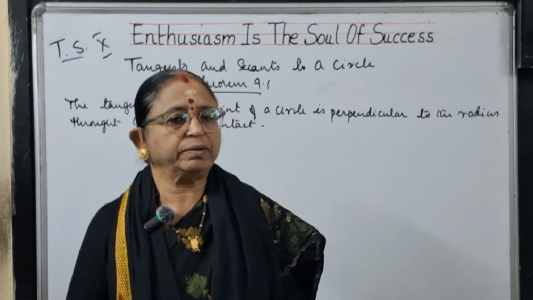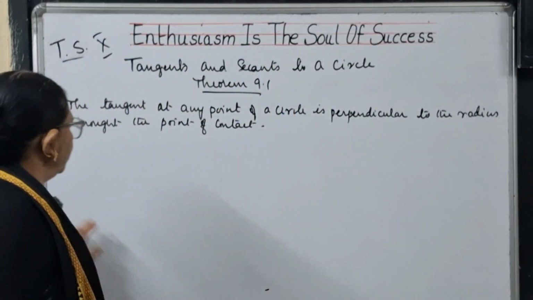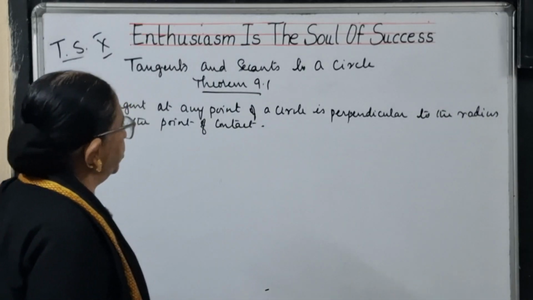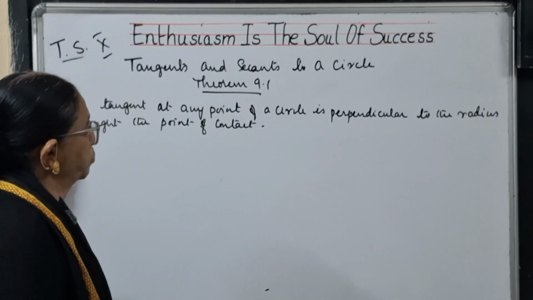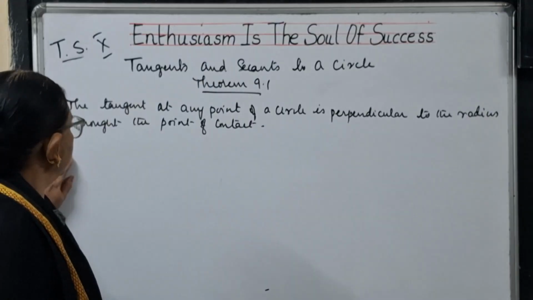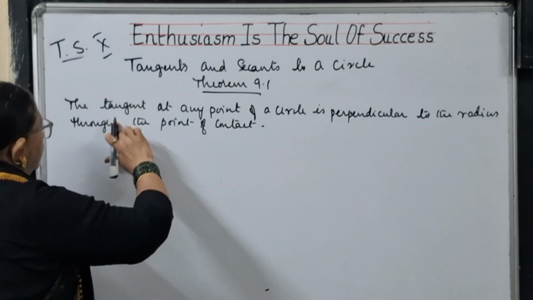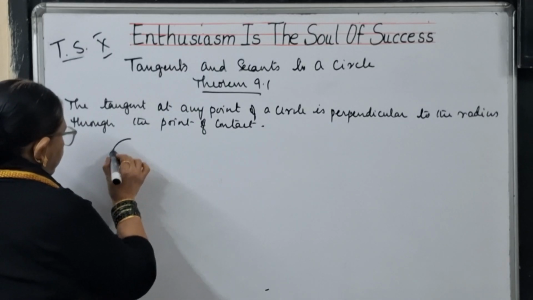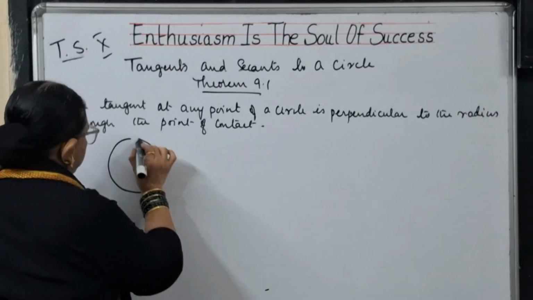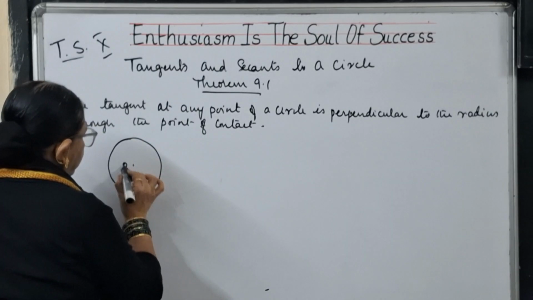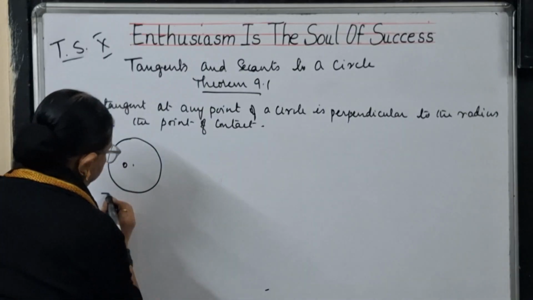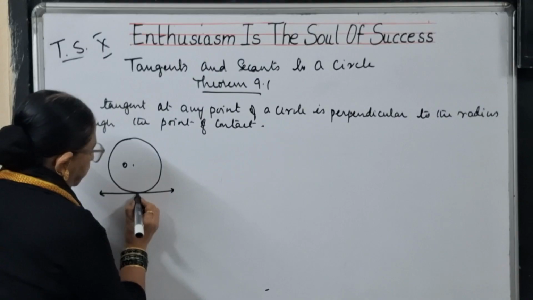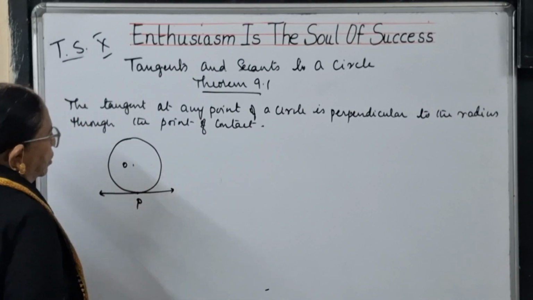Now theorem, children. This is theorem 9.1. What does this say? Tangent. The tangent at any point of a circle is perpendicular to the radius through the point of contact. So a circle is given to you. This is the center and let me consider this as a tangent. And P is the point of contact.